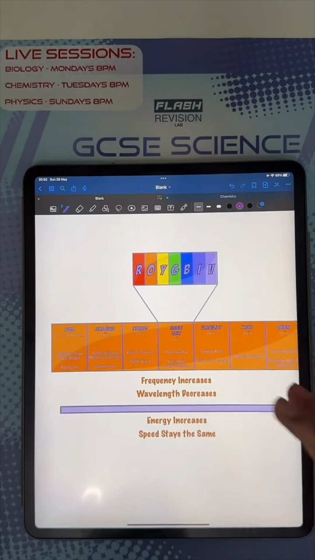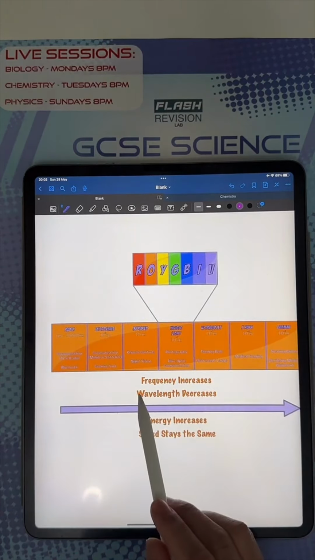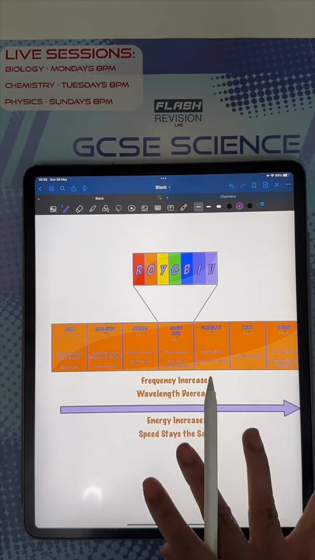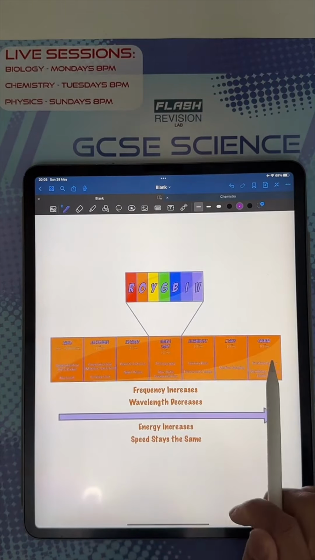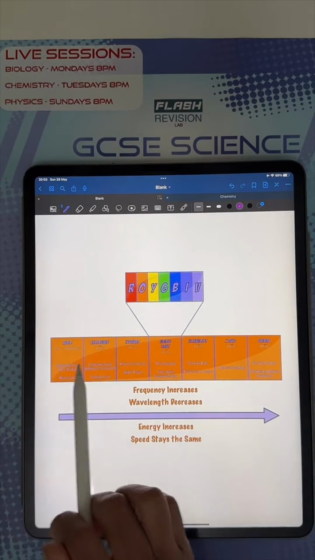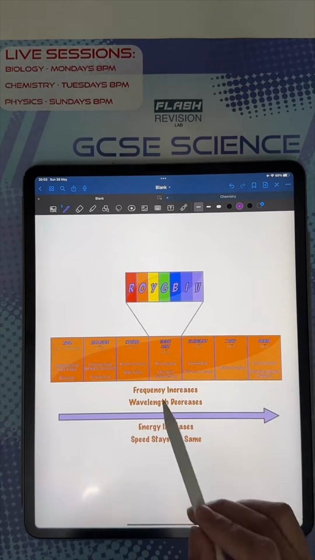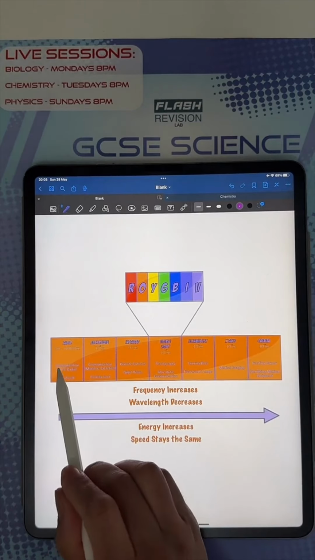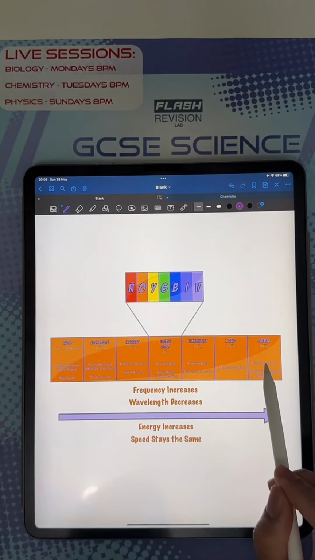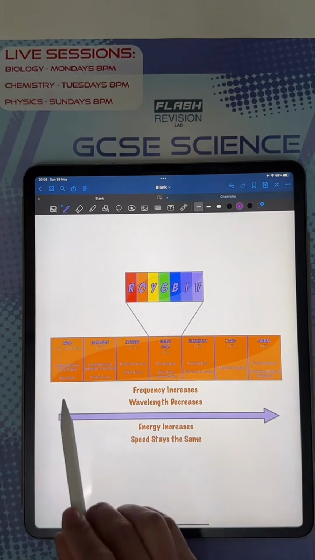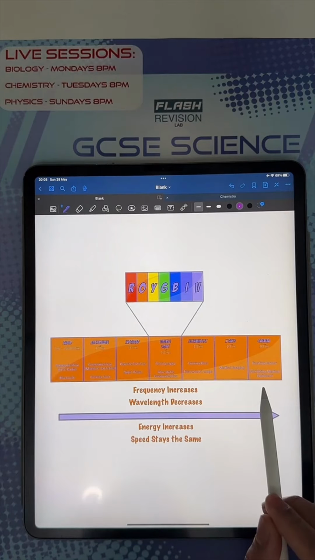It all depends on which way you're writing it from. So if you're writing it this way or the other way, with gamma on the left. Frequency increases when you go from radio to gamma. Wavelength decreases when you go from radio to gamma.